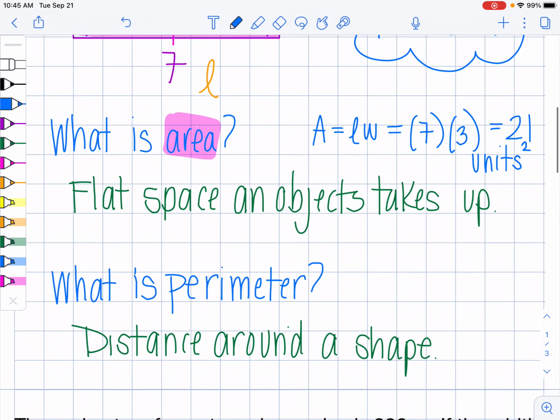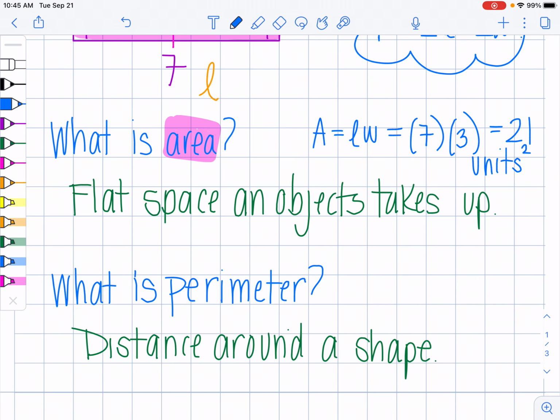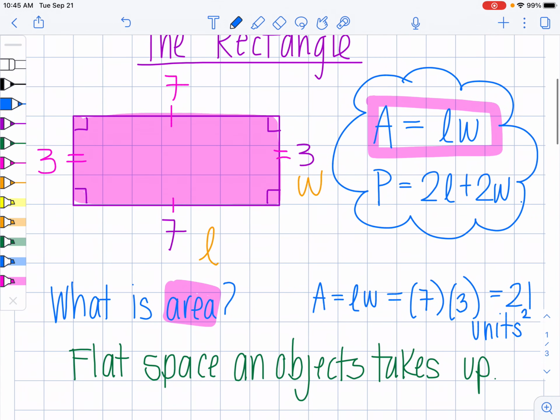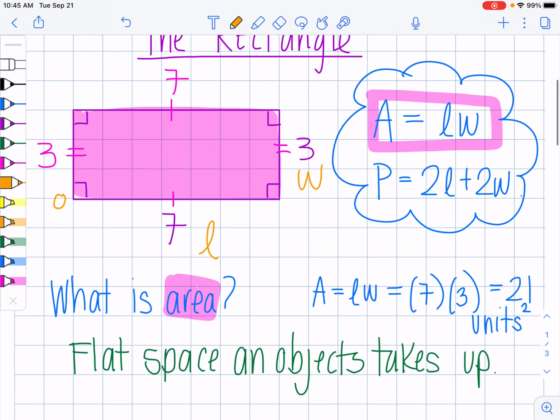The other thing is what's perimeter. So perimeter is the distance around your shape. So I like to think of it, if I was standing right here, and I wanted to take a walk all the way around my rectangle, how far would I go? That's what perimeter means. So it's going to be the distance around if you were to walk around the shape.